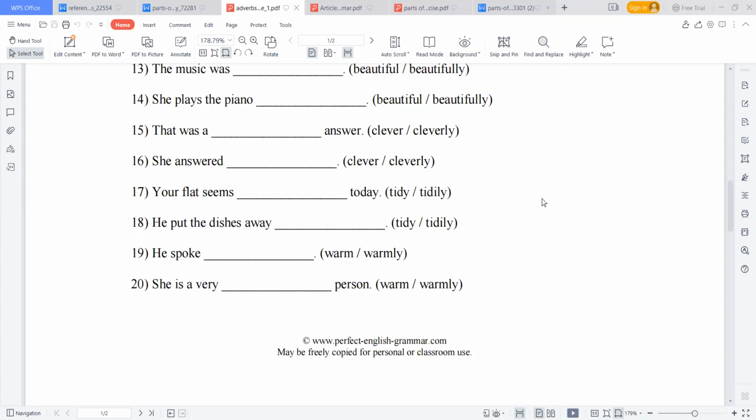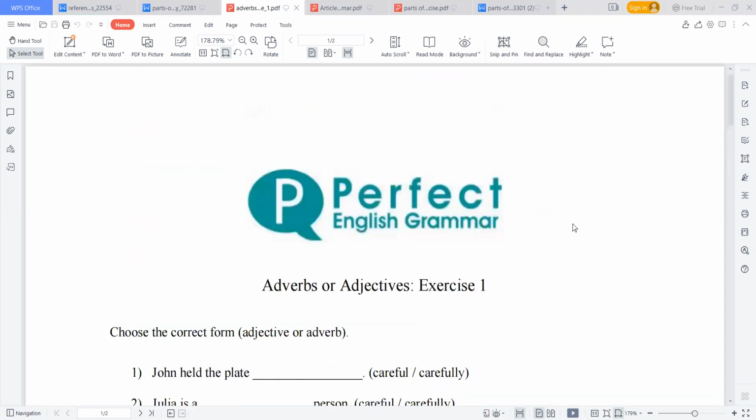So this is all about adjectives and adverbs. Does anyone have any doubt regarding it? No, ma'am. Okay.